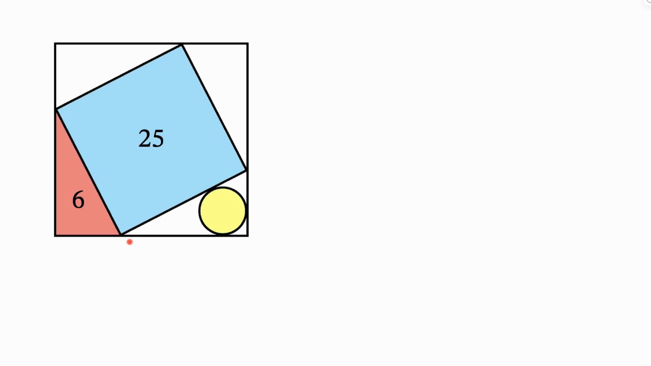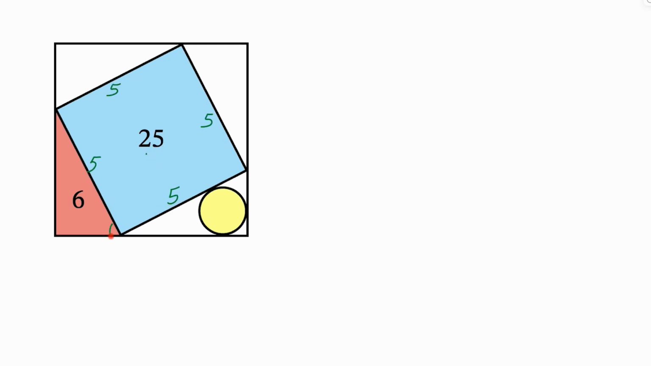Hi everyone, in today's video we are going to find the area of this yellow shaded region. We have a big square here and inside it we have a small square, and the area is 25, and we also have a triangle and the area is 6. So you know that if the area of this square is 25, each side of it will be 5.